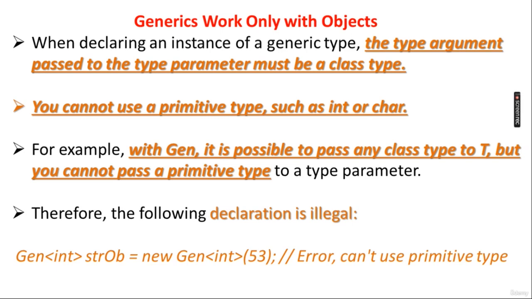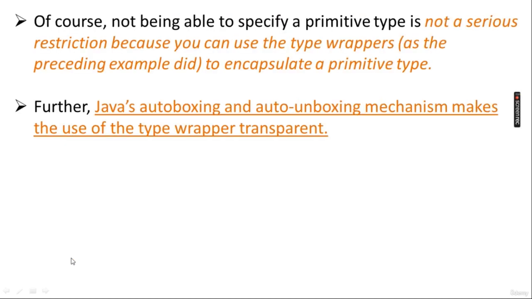You cannot use a primitive type such as int or char. For example, with generics, it is possible to pass any class type to T, but you cannot pass the primitive type. You cannot write it like Gen<int> strOb = new Gen<int>(53). It will give you an error. You have to write the wrapper class name Integer here.